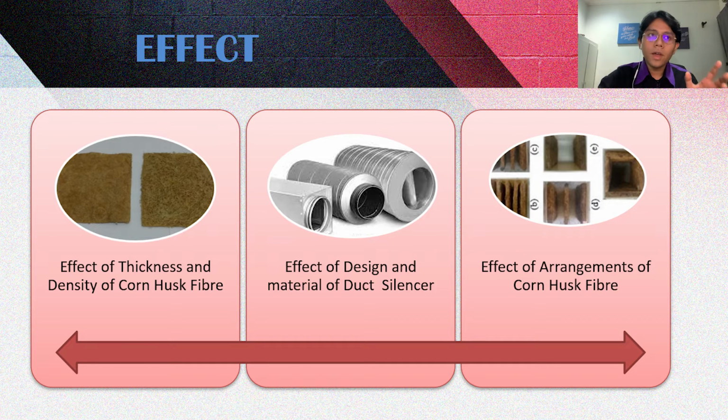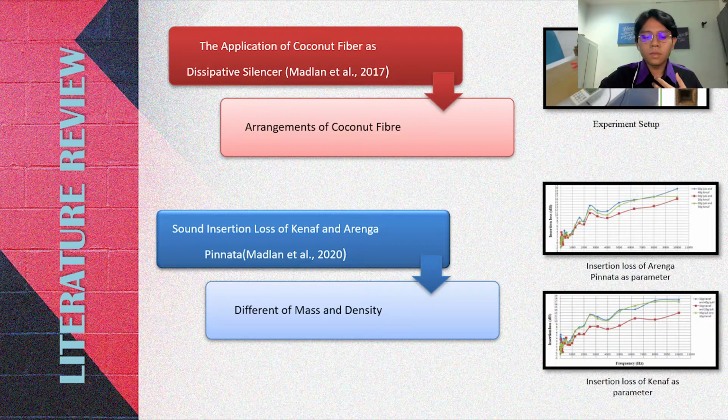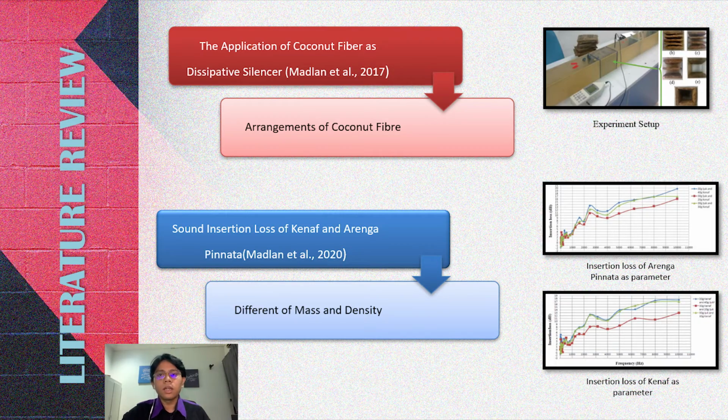First, effect of thickness and density of the coconut husk fiber. Second, effect of design and the material used for the duct silencer. And lastly, the third is effect of arrangement of coconut husk fiber. That's all for the effects. Then we go to the literature review.